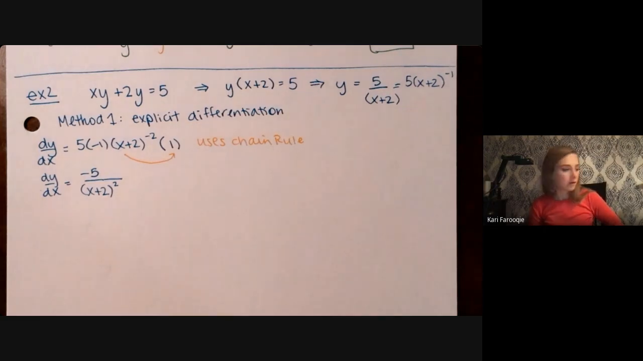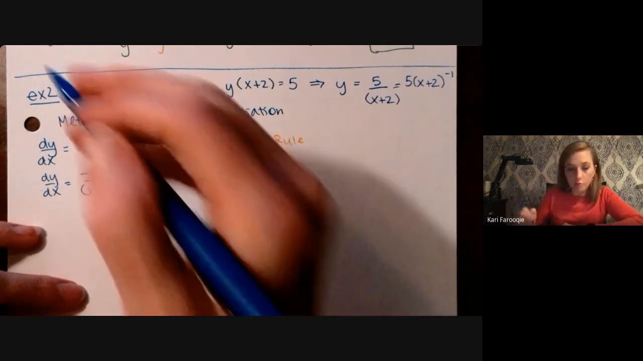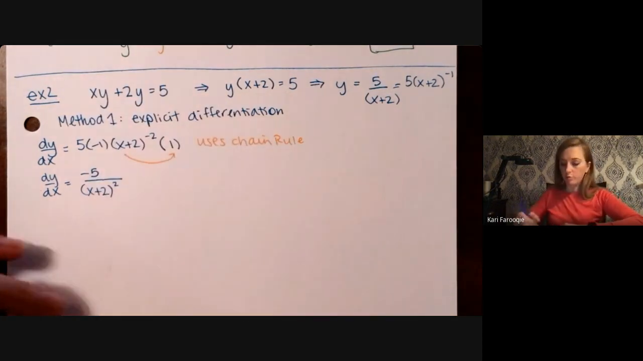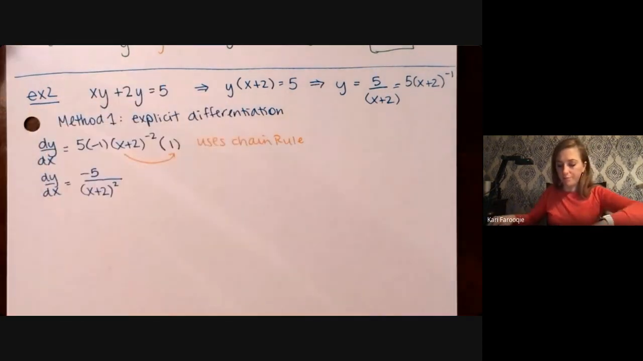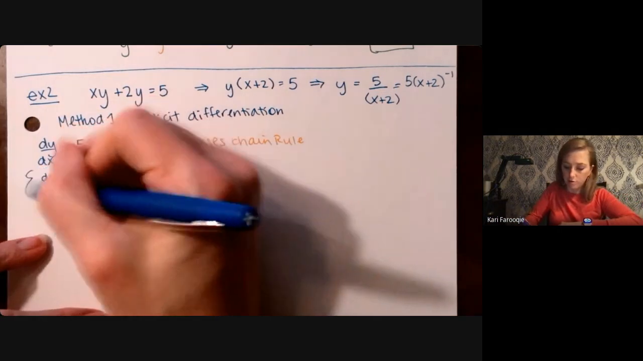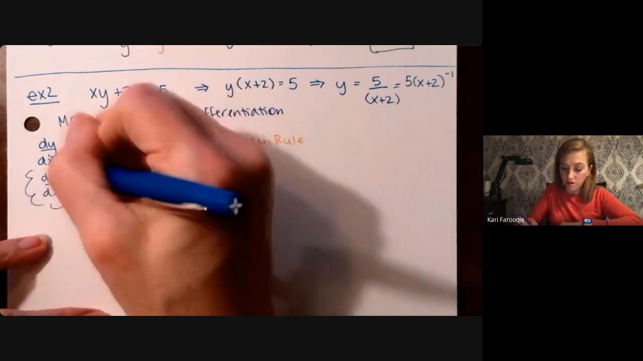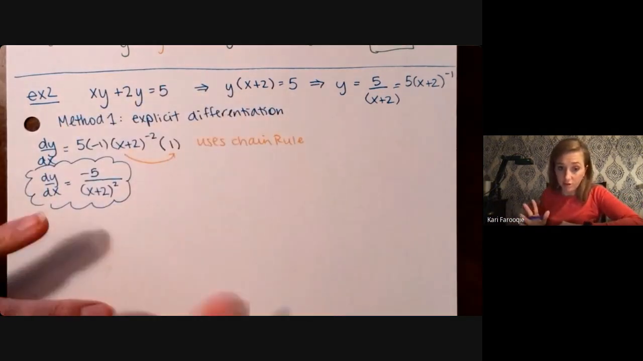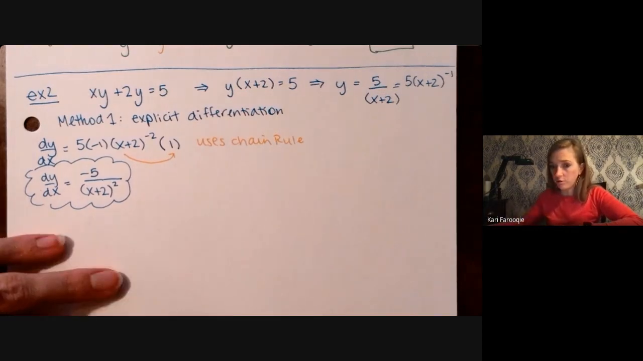All right, so negative 5 over (x plus 2) quantity squared. I'm going to put a box around this, or maybe a cloud, so that we can refer back to it later. Little cloud. I mean, it's officially dy/dx. It's done at this point. Stick a fork in it. You don't have to do anything else.